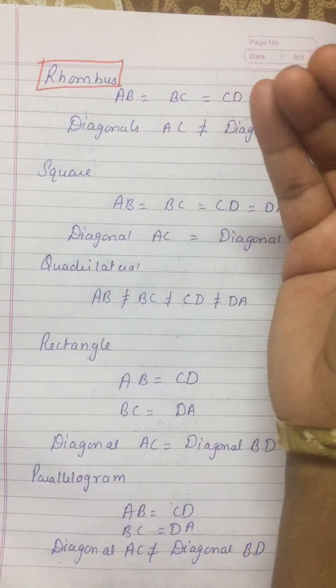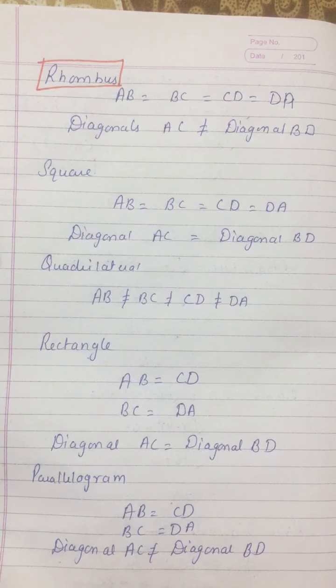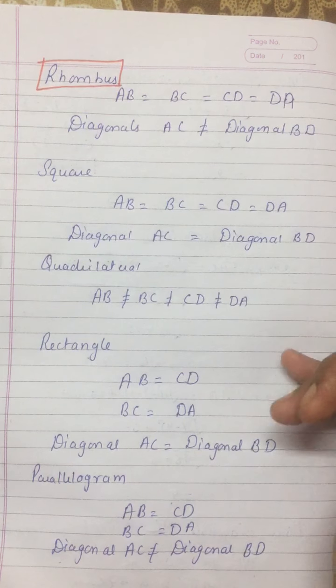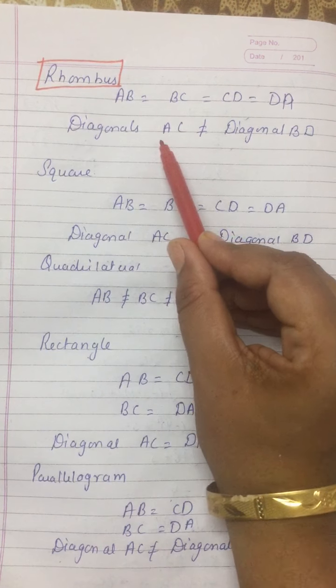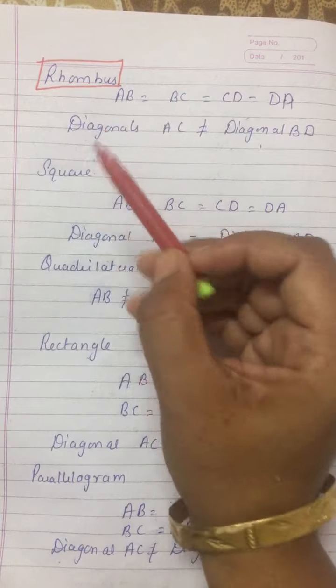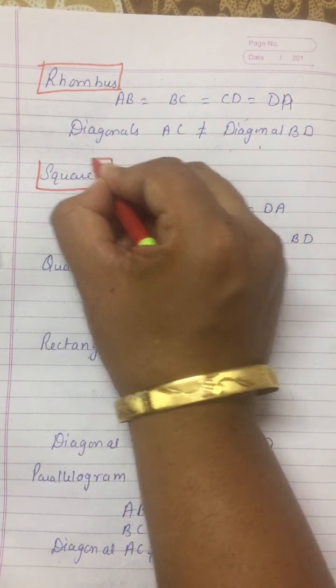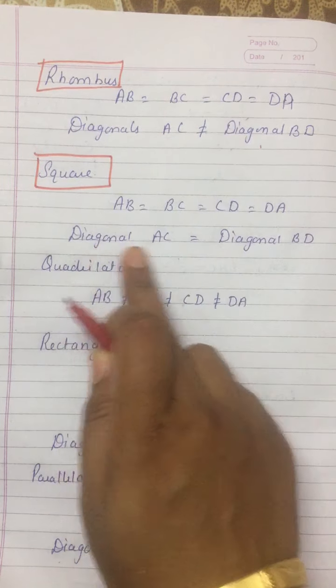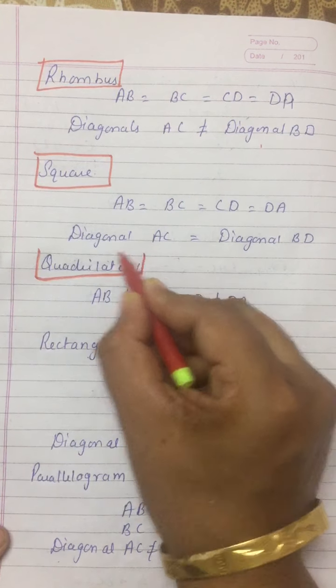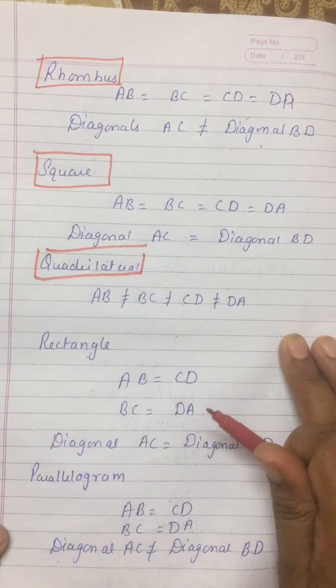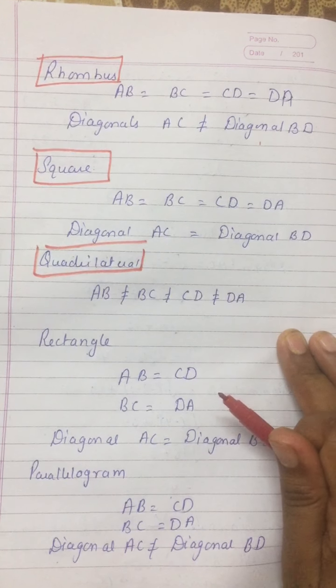For sorting out my confusion between the rhombus and a square, what will I do? I will calculate the diagonals. If the diagonals are not equal, then it is a rhombus. If the diagonals are equal, this is a square. All the sides equal, diagonals are equal. Okay. Now next is a quadrilateral.